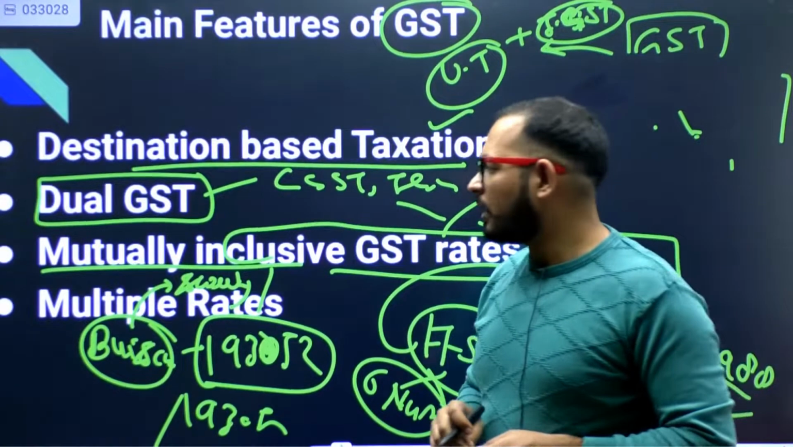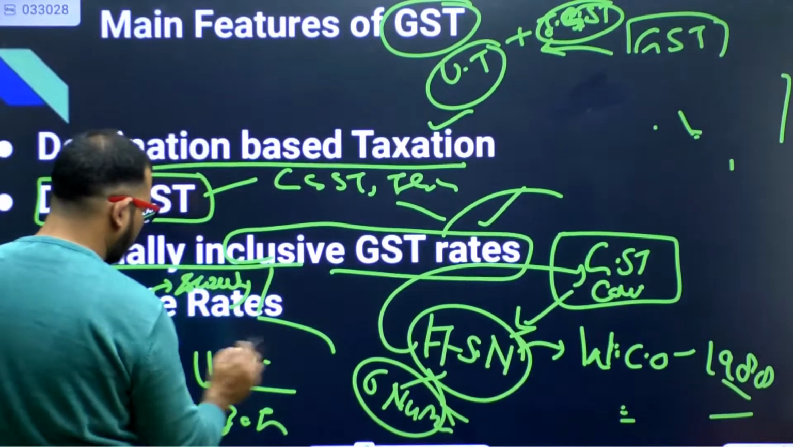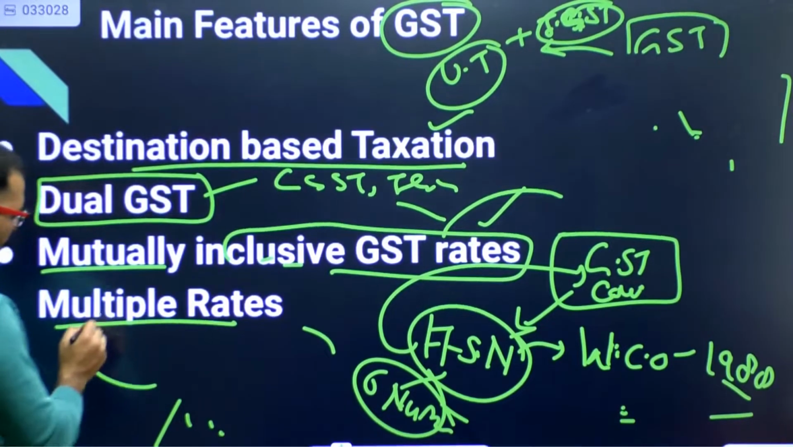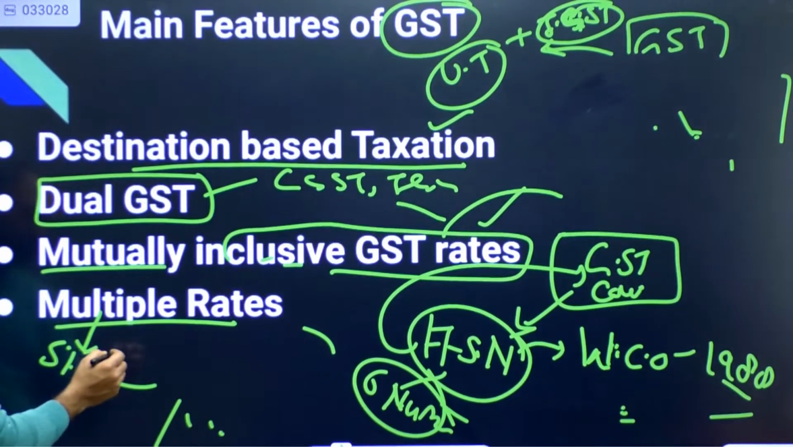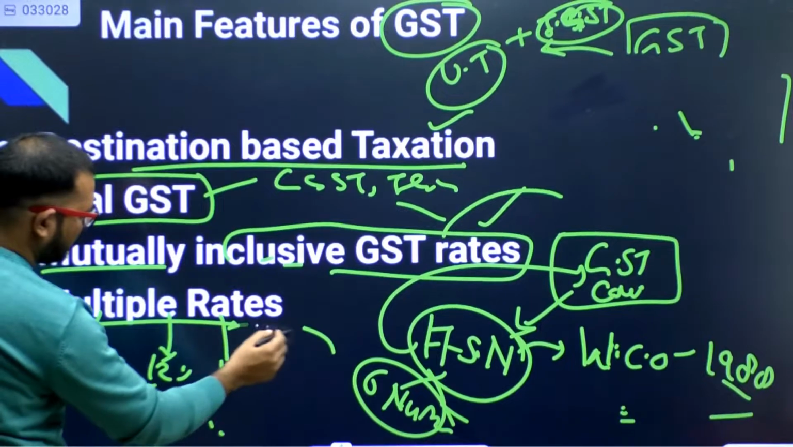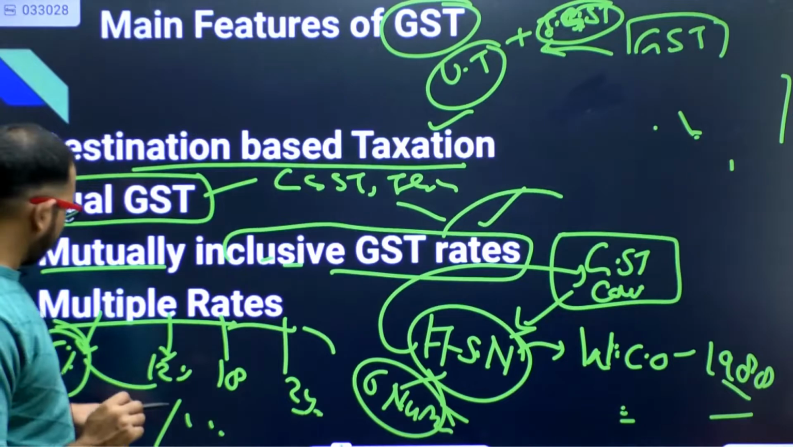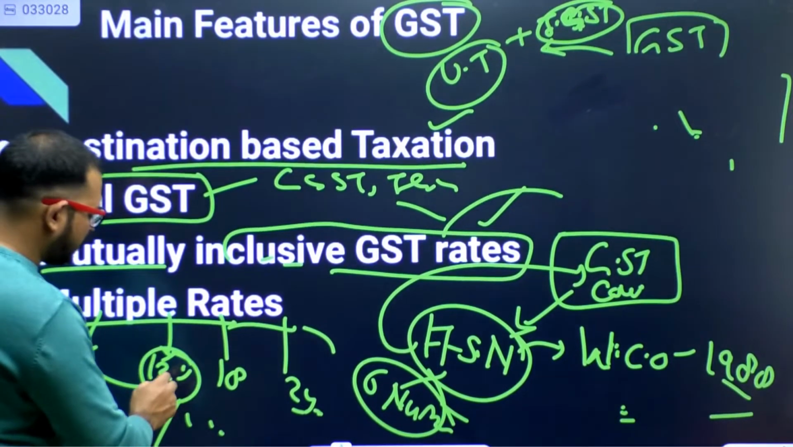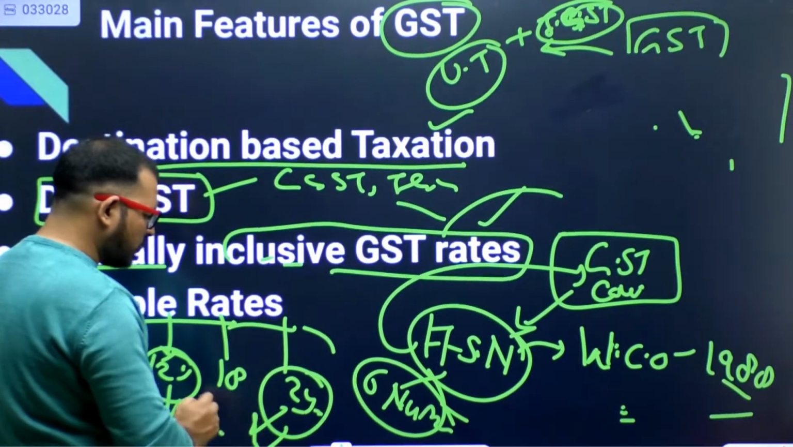the GST tax structure. Multiple rates. What are these multiple rates we are talking about? Actually, the multiple rates are 5%, 12%, 18%, and then 24%. Some products will be charged at 5%, some products and services at 12%, and some luxury products and services at 24%.